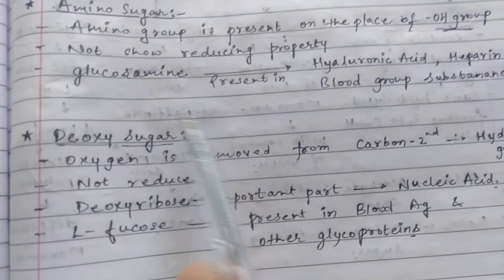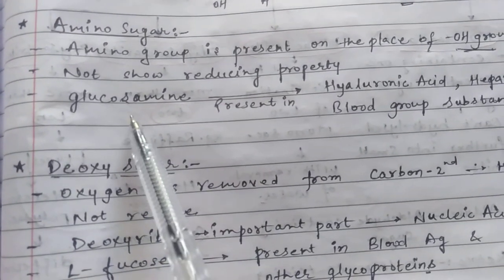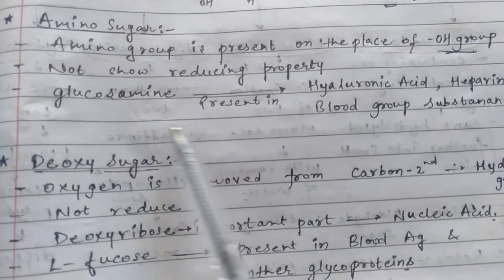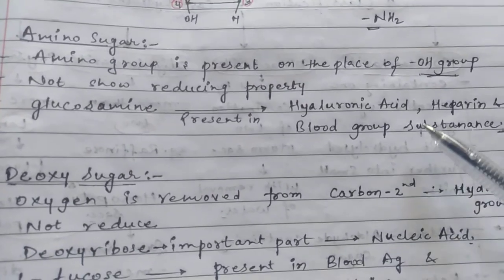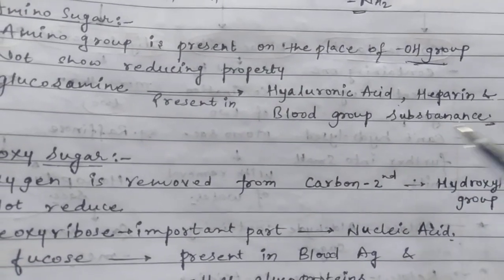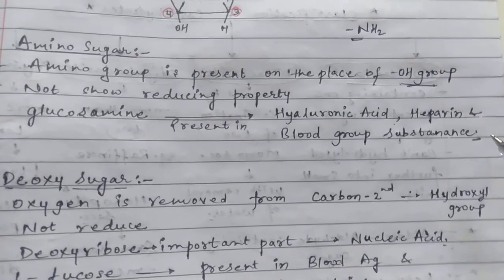Then this sugar is also known as glucosamine, because the amine group is present, so its name is glucosamine. And mostly it is present in hyaluronic acid, heparin, and the blood group substances. So this is all about the amino sugar.